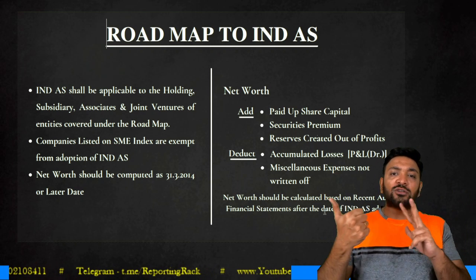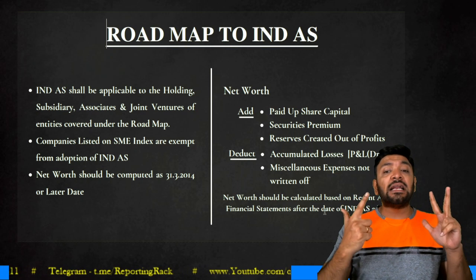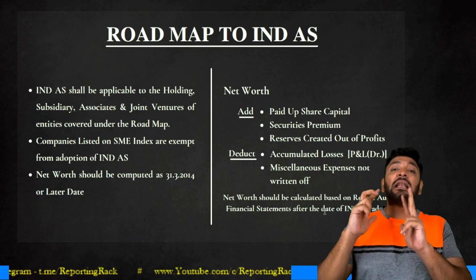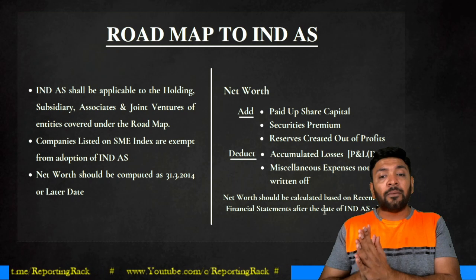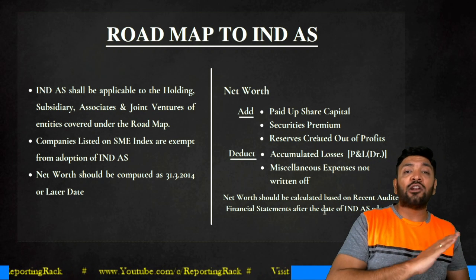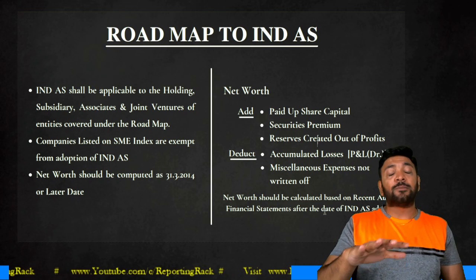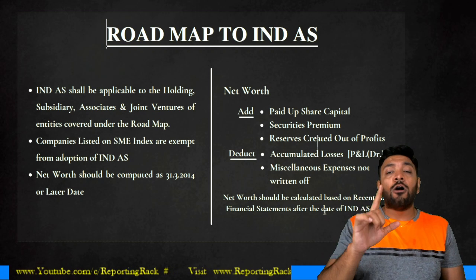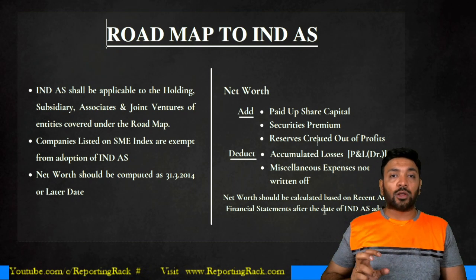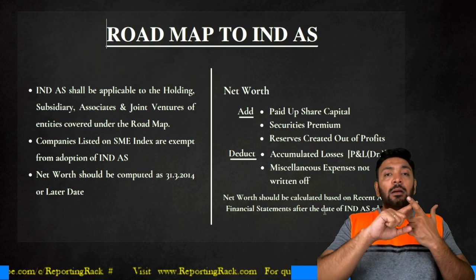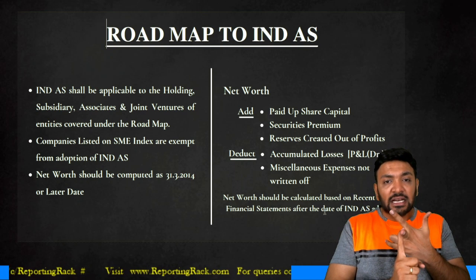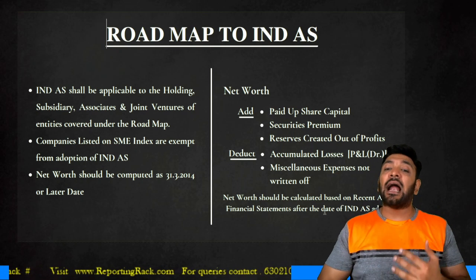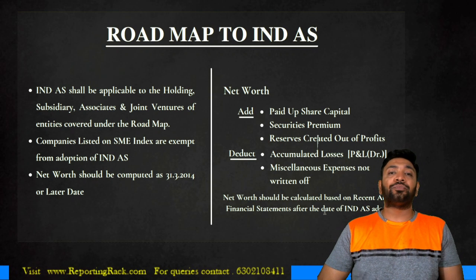Happens. A lot of companies have a P&L with debit balance. Miscellaneous expenses not written off. Underwriting commission. Preliminary expenses. Amalgamation adjustment account. All these are miscellaneous expenses which should be written off to P&L, but according to our principles, we will write them off over the years. Therefore, to the extent they are not written off, they also should be reduced in computation of net worth. Paid up share capital plus securities premium plus reserves created out of profits reduced by accumulated losses, P&L shown in debit balance, and your miscellaneous expenses not written off.